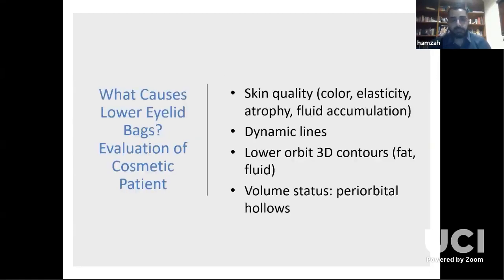So just as Deepak was talking about the upper eyelids, what causes these lower eyelid bags? You should have a systematic approach to how you address these patients from a cosmetic sense. Things like the skin quality, the color, elasticity, presence of fluid, and dynamic lines are all important, as well as the lower orbit 3D contours. So it's very important to have an appreciation of the three-dimensional view of a patient, as well as the volume status, looking at where the facial structures have become devoid of volume versus bulging volume.